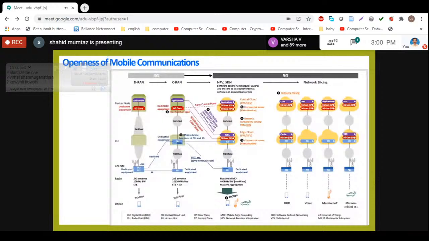Okay, so now the third topic which I will explain is the openness of mobile communication.